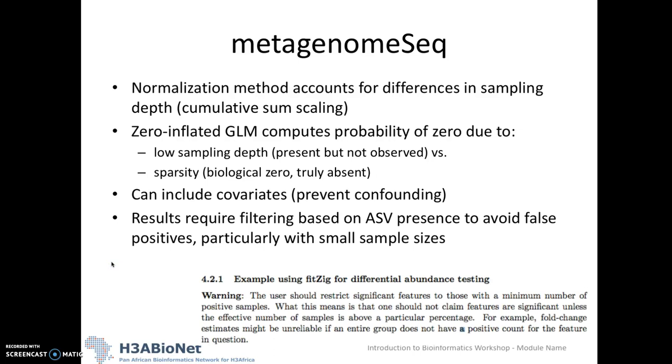And then, as I've mentioned, the results that we get from the metagenomeSeq testing do require filtering based on ASV presence to avoid false positives, especially if we have a small sample size. So from the metagenomeSeq guide, they do give you a warning here. So the user should restrict significant features to those with a minimum number of positive samples. What this means is that one should not claim features are significant unless the effective number of samples is above a particular percentage. So we'll have a look at that and see how we'll do that in our downstream. So let's head over there.